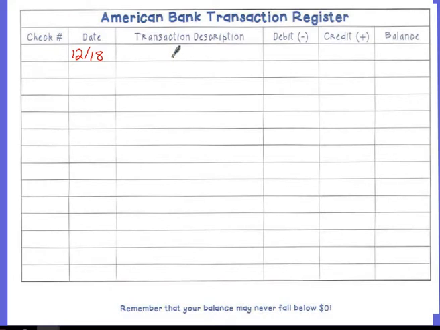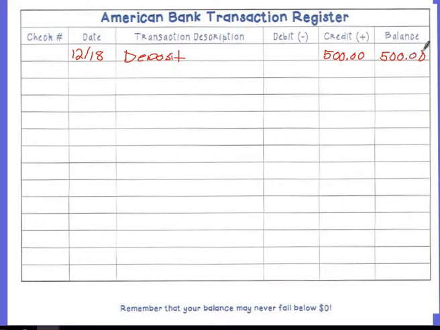For transaction description, what is that fancy name when you put money in your account? Deposit. So you would write deposit right there. Now you have to decide if the $500 is a debit or a credit to your account. Credit. You're adding money to your account, so it is a credit. So you're going to write $500 credited to your account. So what is my balance now? $500.